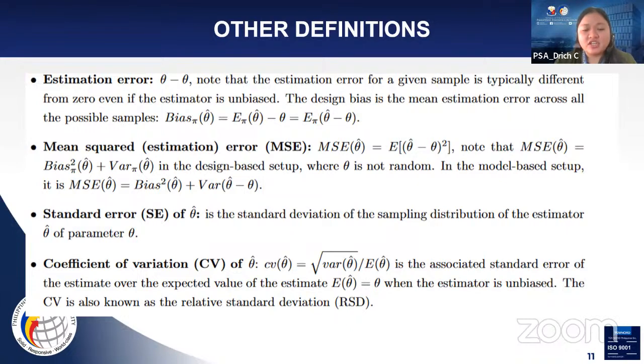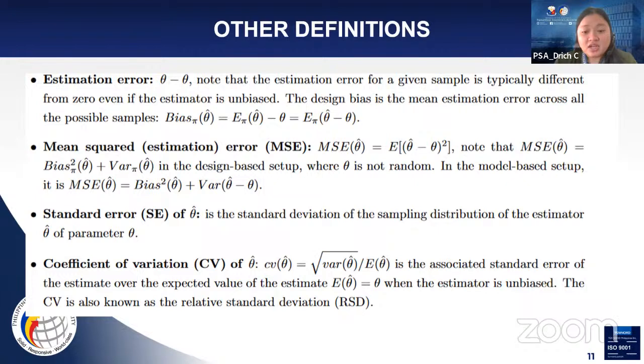While the coefficient of variation is also our measure of, I'm sorry, standard error is the measure of precision, and the coefficient of variation is our measure of reliability. The CV is just the square root of the variance over our estimator, for example the poverty incidence. The square root of variance is just the standard error of our poverty incidence, while the denominator is our poverty incidence. So this is the associated standard error of the estimate over the expected value of the estimate.